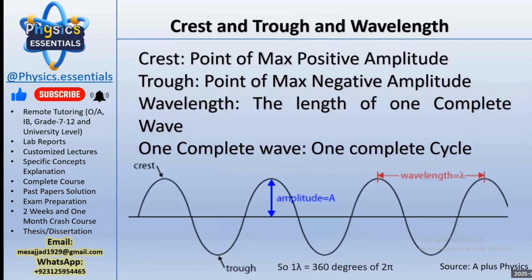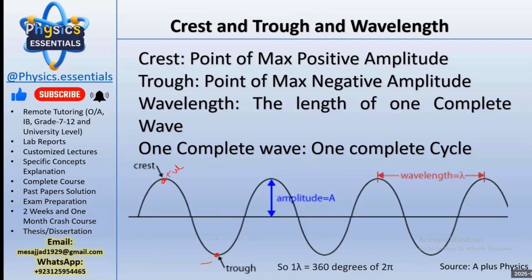Now, what is crest? Crest is the point where the vibration is maximum but in positive direction. And trough is the point where vibration is maximum but in negative direction, or the point of positive maximum amplitude. And trough is the point of negative maximum amplitude.